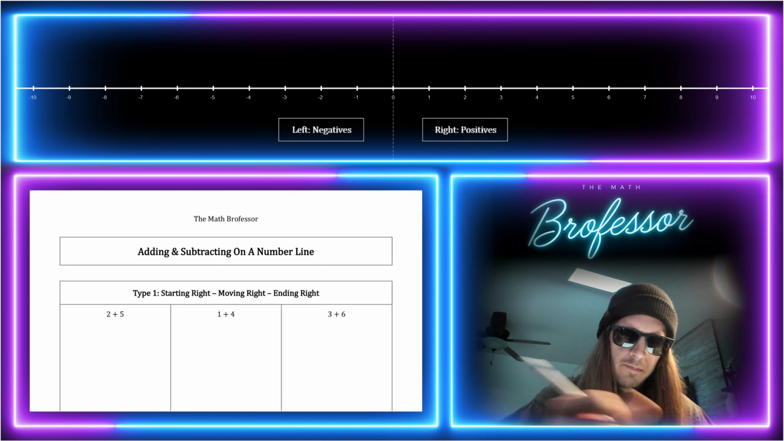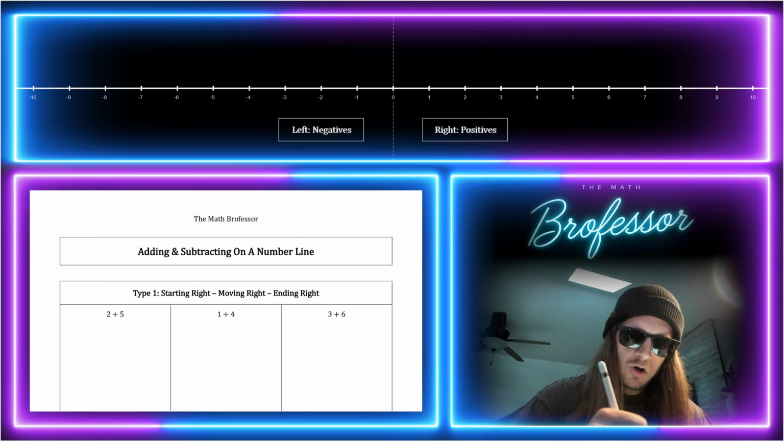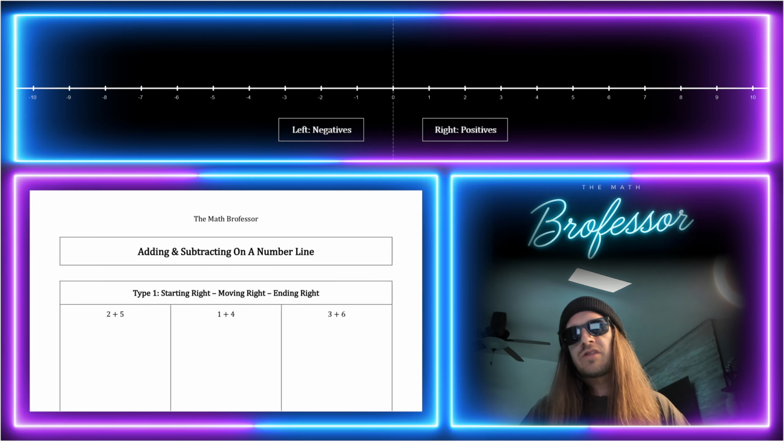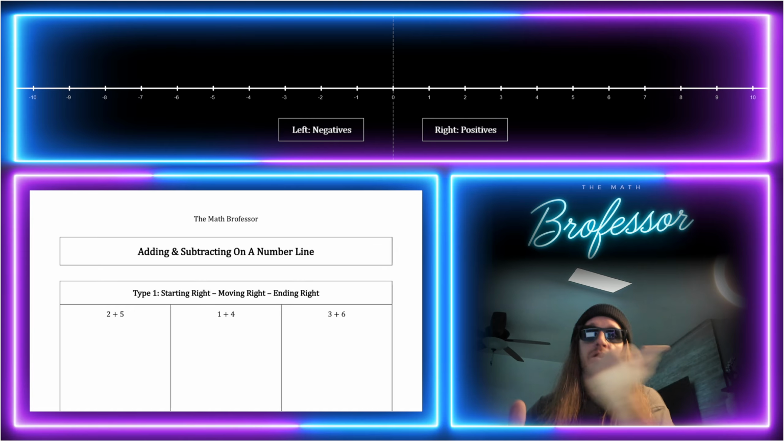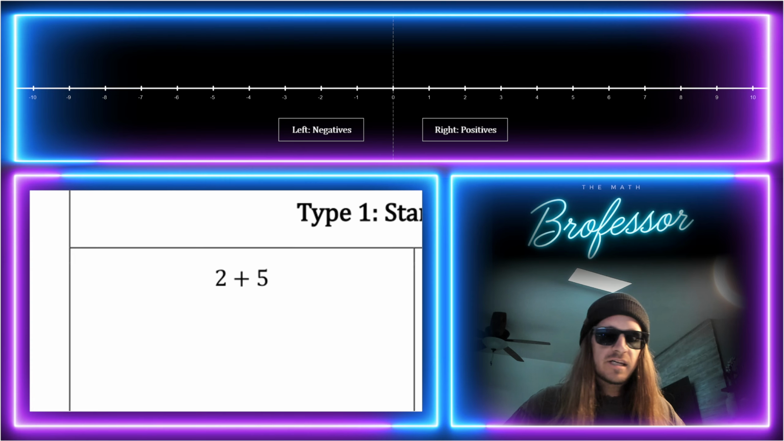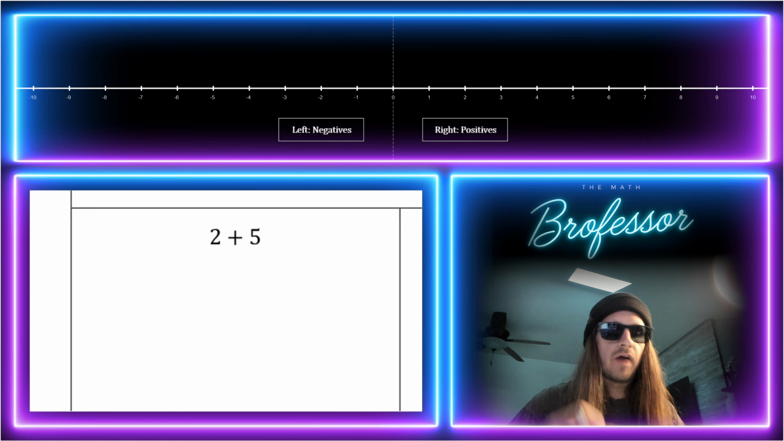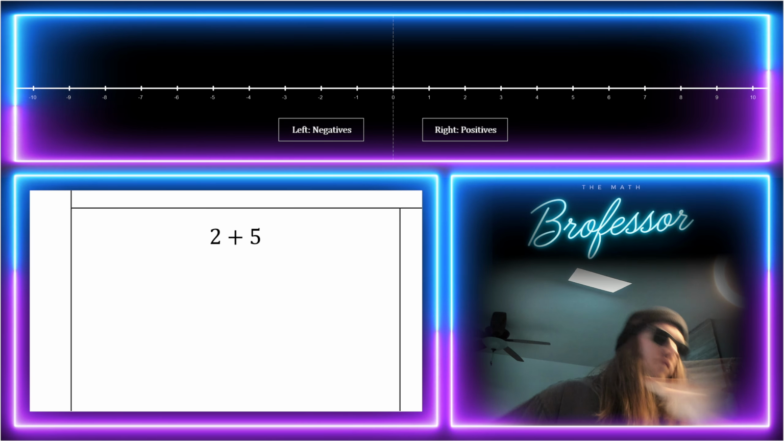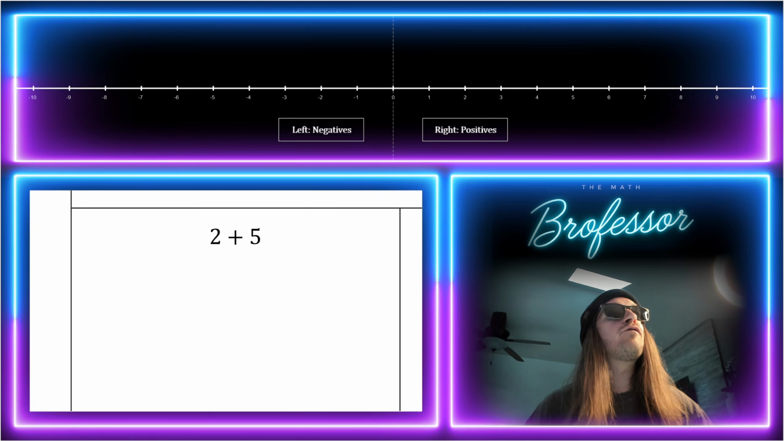So what I'm calling type 1 here is starting right, moving right, and ending right, meaning we're going to start on the right side of the number line. We're going to add, which means we're going to move to the right, and that'll imply that you're going to end on the right. So the first example of that is something like 2 plus 5, right? We're going to start at 2, and then we're going to add 5, meaning we're going to move 5 units to the right. And if we do that, the question is, where are we going to land?